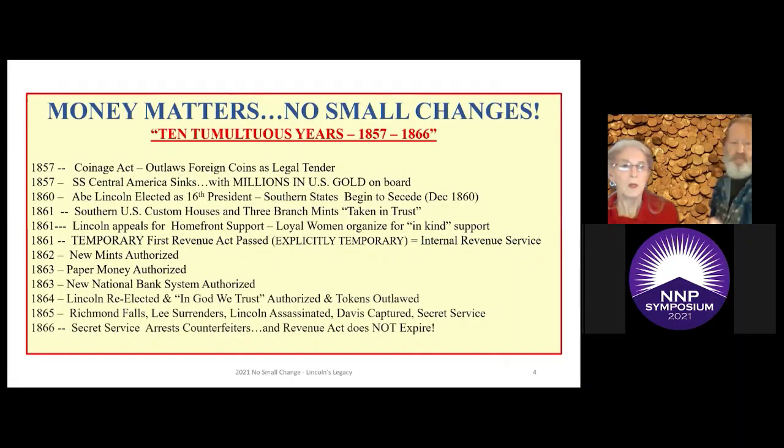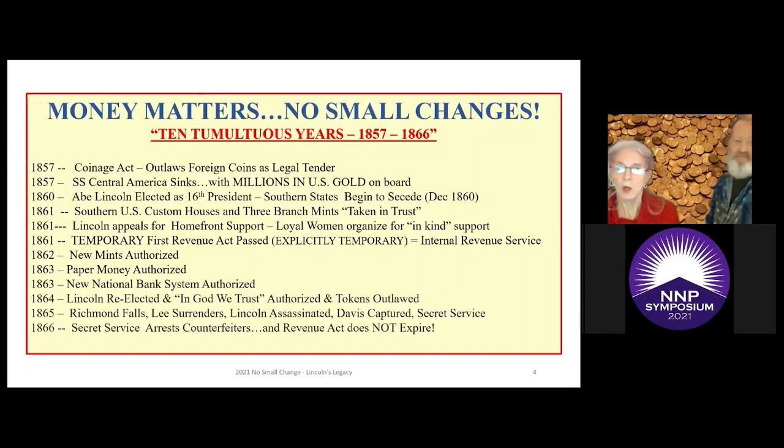My partner Rick Langer will pick up the slack here in a moment or two, but we've looked at the 10 tumultuous years, kind of framing the Lincoln years, with a start in coinage issues in 1857, where the United States outlaws foreign coins as legal tender. This starts to create a shortage in itself because many of the people in the United States had not yet adapted themselves to using U.S. coinage, and they were still using the coinage that they were comfortable with, that they may have come with as they immigrated to the United States.